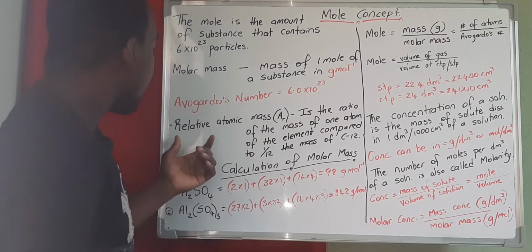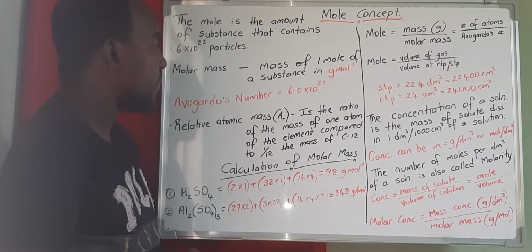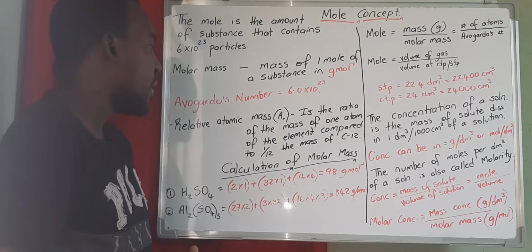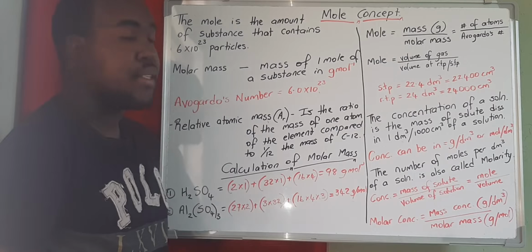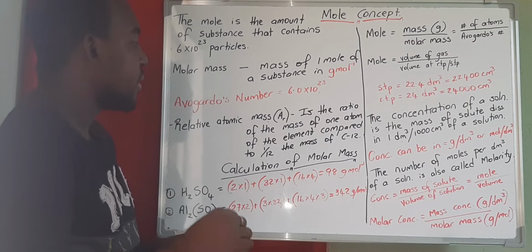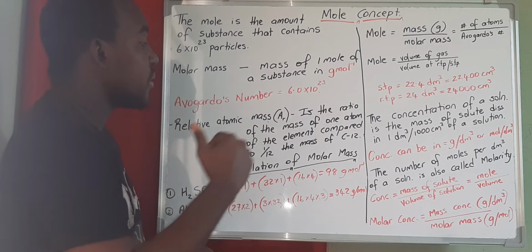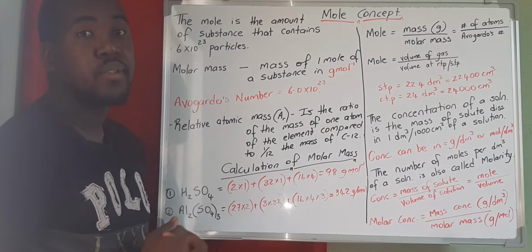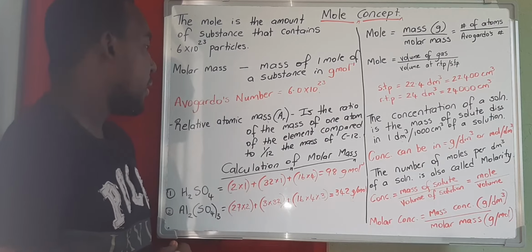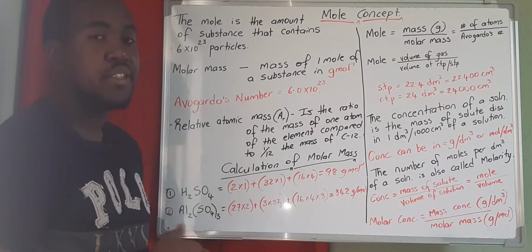and the relative atomic mass, noted as capital A subscript r, is the ratio of the mass of one atom of an element compared to 1/12 the mass of carbon 12. So all the masses on your periodic table are relative atomic masses because they are compared to the mass of carbon 12. It doesn't have a unit, because anything that's relative doesn't have a unit.